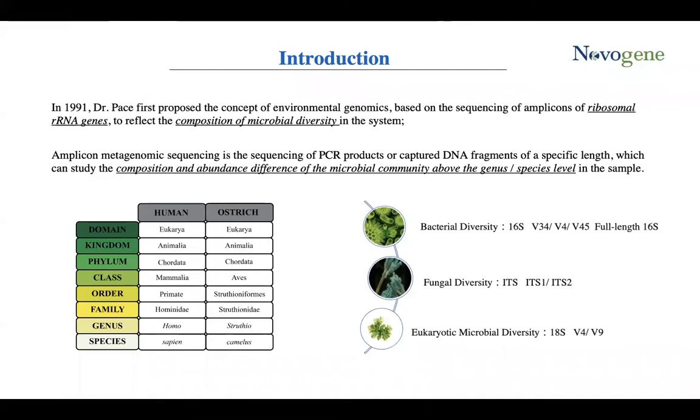So first, let's go back to last century, 1991, when environmental genomics was firstly brought to the world by Dr. Pace. And it is based on the sequencing of amplicons, or we can call it PCR products, of ribosomal rRNA genes. And the major purpose of amplicon metagenomic sequencing is to reflect the composition of microbial diversity in various systems. And in most cases, amplicon sequencing can be used to study diversity of bacterium, fungi, and some eukaryotic microbes in this community.